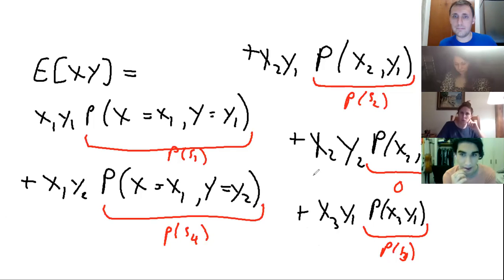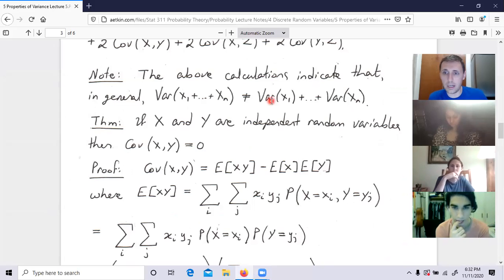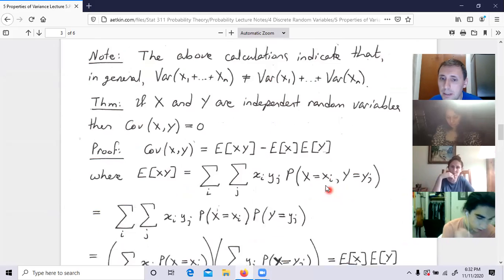Good? You're with me now? There's nothing so difficult here, yes? It's just arithmetic. Now, if x and y are independent, what is this?